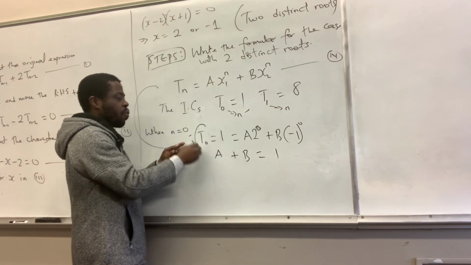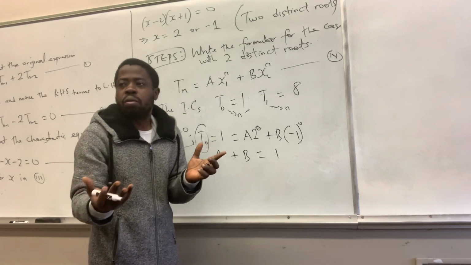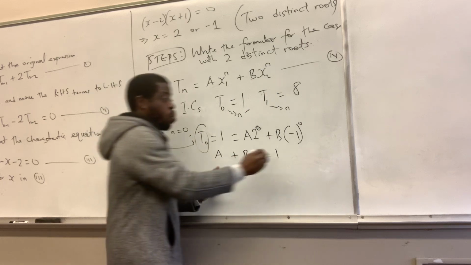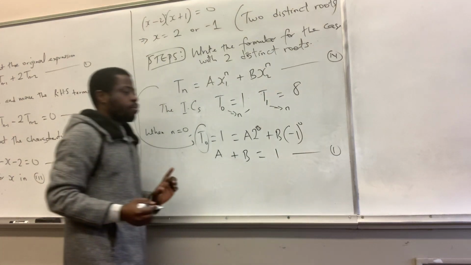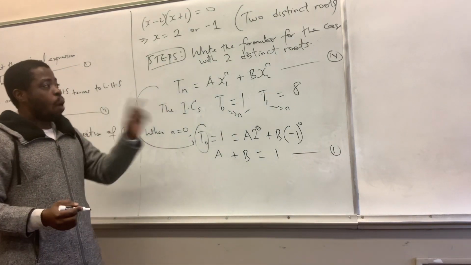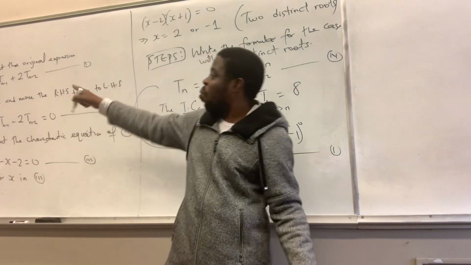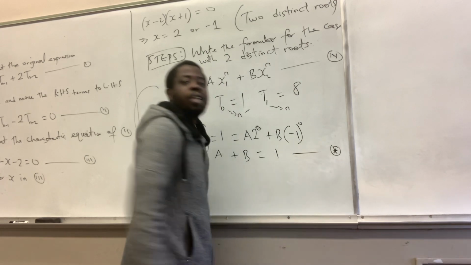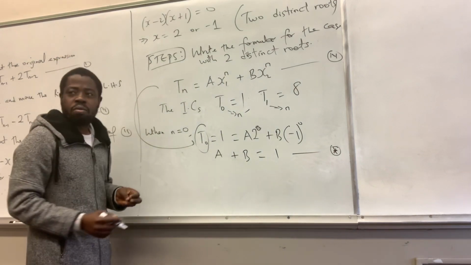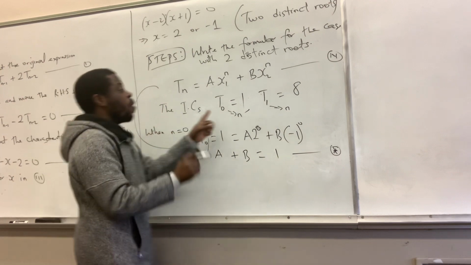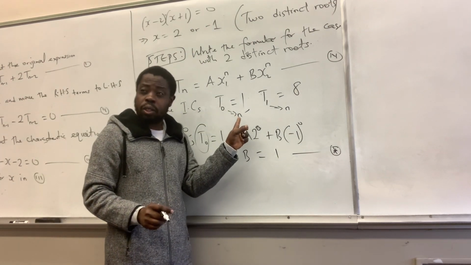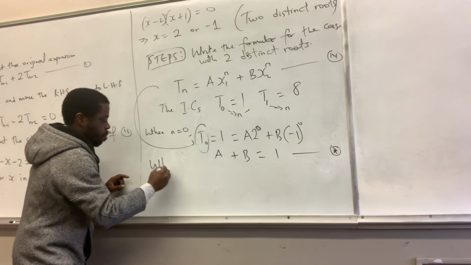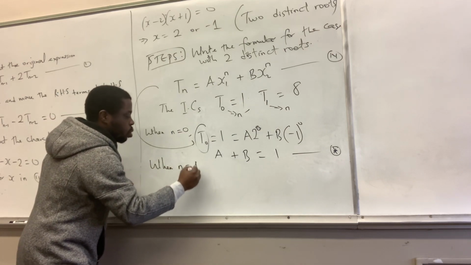This is just for expression, to make it easier to see on the board. A system of equations, essentially. So A plus B equals 1. Equation 1. I wouldn't call it equation 1 because I already have equation 1 there, so I'll call it equation star. That is for the first initial condition. The second initial condition is when n equals 1.